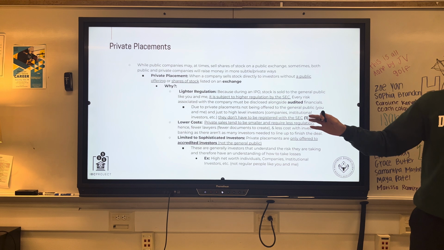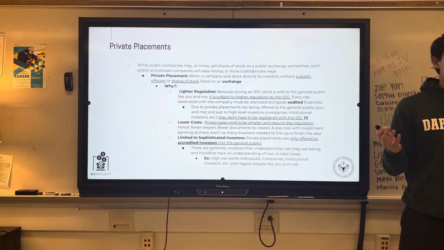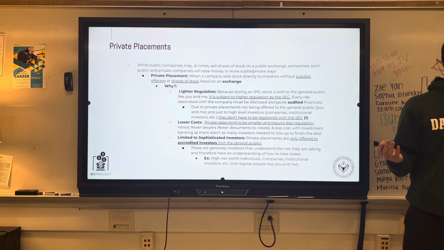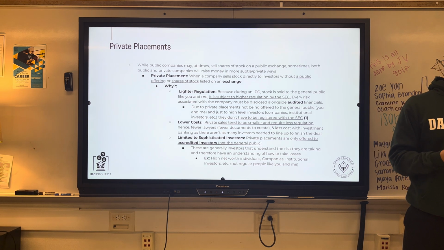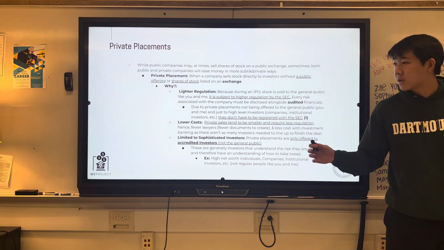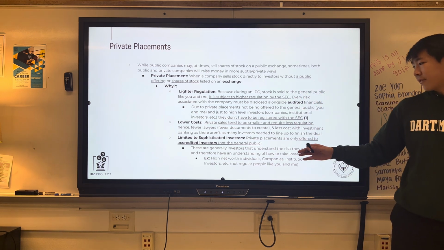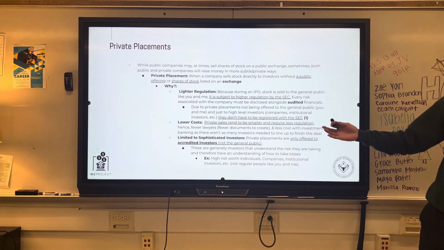Second, it's lower costs. So when you do go public through something like an IPO, obviously there's a ton of paperwork. There's a ton of lawyers involved. There's a lot of underwriting to determine the stock price of said IPO. But when you try to create investors through the private market or through private placements, it's much easier because you no longer have to have all of these miscellaneous payments.